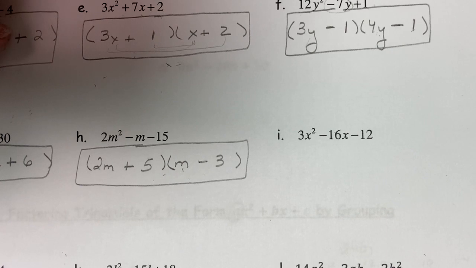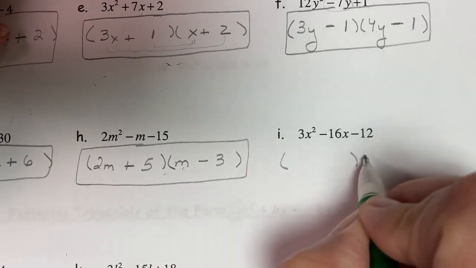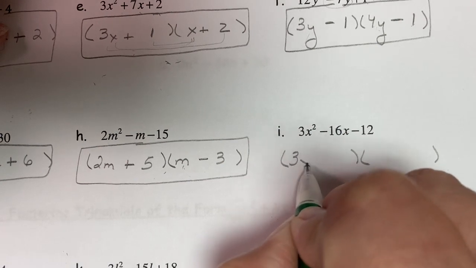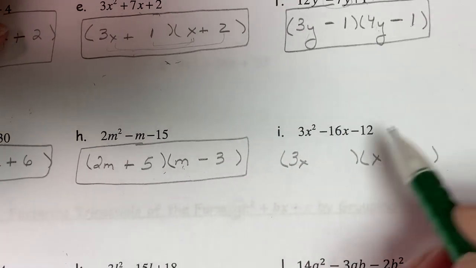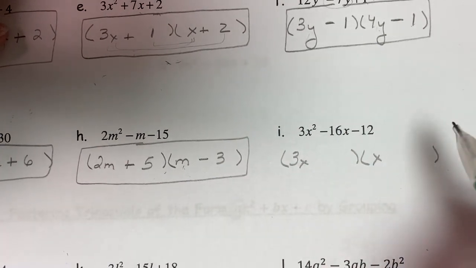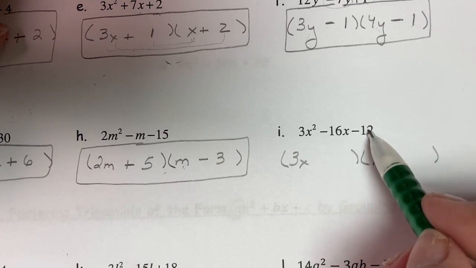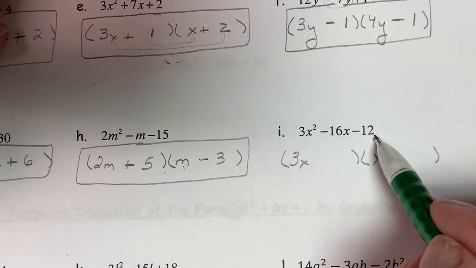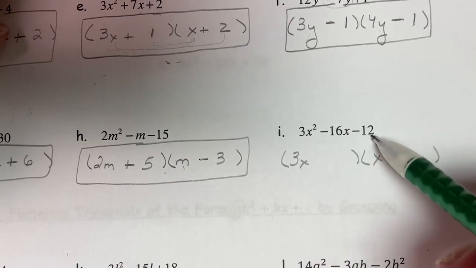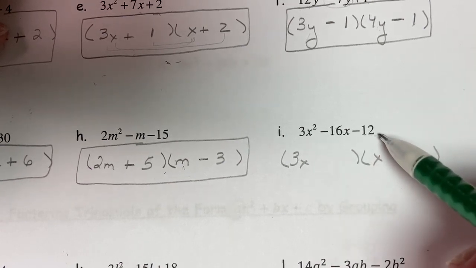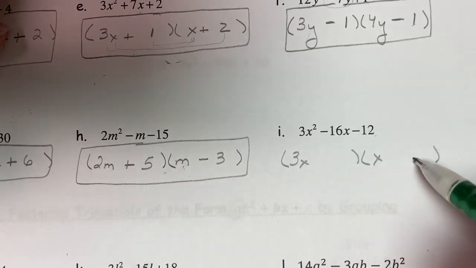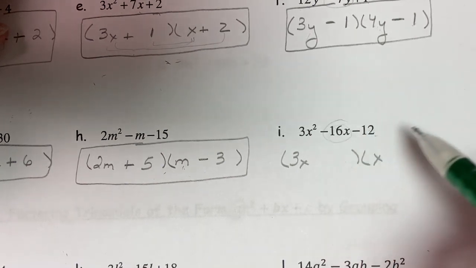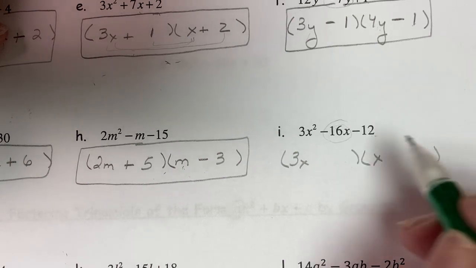For I, here we go. So we're going to have a 3x and a 1x. And again, 12 can be a lot of different things. It can be 1 and 12. It can be 2 and 6. It can be 3 and 4. Now, I'm telling you, just because I've had a billion years of practice, it's not going to be 3 and 4. I don't see it being 3 and 4 because we need this big number 16. I'm thinking it's going to be 6 and 2.